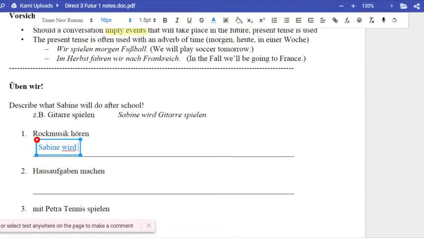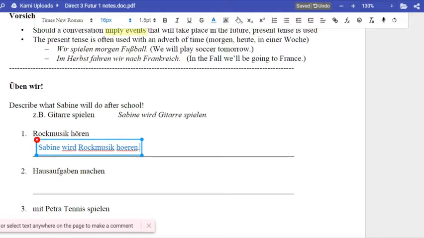Now I have my phrase here, Rockmusik hören. I need to figure out which of those words I am going to use first. Well, just like modal verbs, werden takes the infinitive and throws it to the end of the sentence. So Rockmusik would be my next word, along with the final hören. I don't have a German keyboard on my work computer, so I just put an E after the O, and that indicates that there is an umlaut sound there. Sabina wird Rockmusik hören.